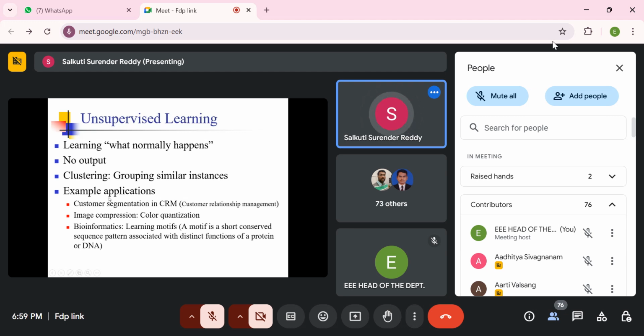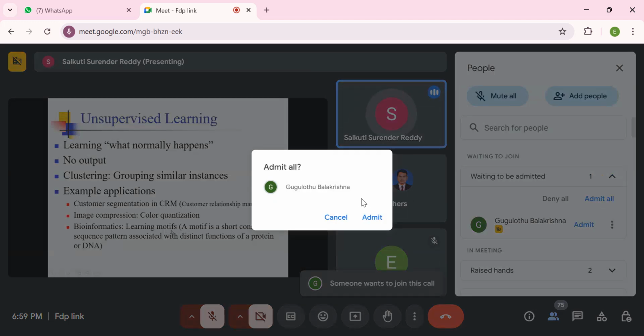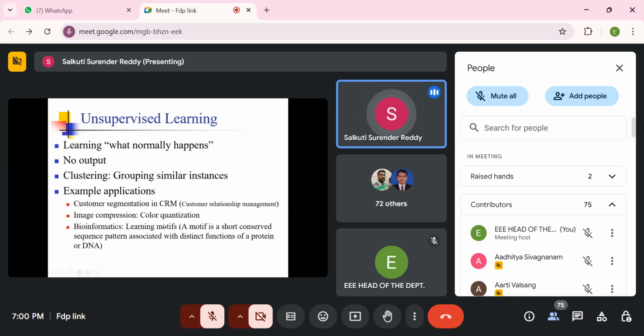We use this kind of unsupervised learning in various applications like customer segmentation in customer relationship management, or color quantization, generally used in image compression, and bioinformatics, that means learning motifs. We use this for proteins, different types of sequences or patterns associated with a protein or DNA, to identify these. So we use these unsupervised learning techniques.